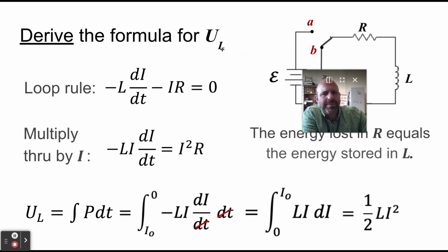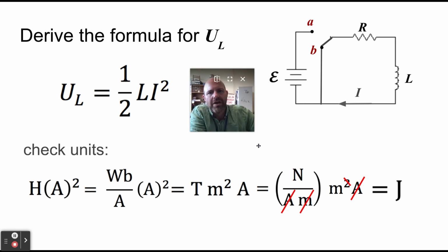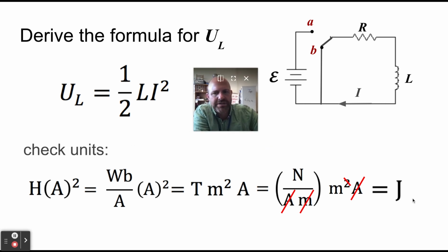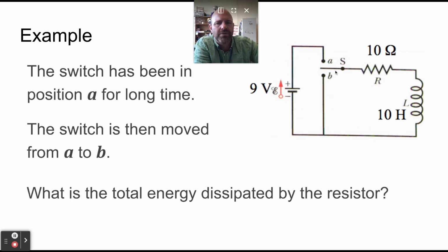Now, it's not super important you be able to derive this formula, but this is kind of how we go about it. We could do the loop rule, multiply through, and you get the value like that. You can check your units. It does come out to be joules, which is nice. So let's do an example of how you would kind of think about this. If the switch has been in position A for a long time, it's reached its steady state, and then you move it from A to B, how much total energy will be dissipated by the resistor, right?